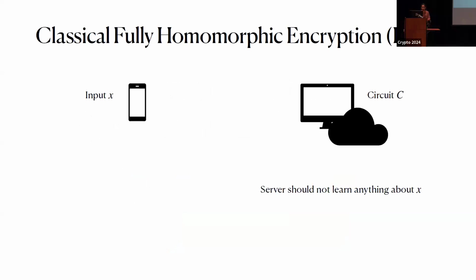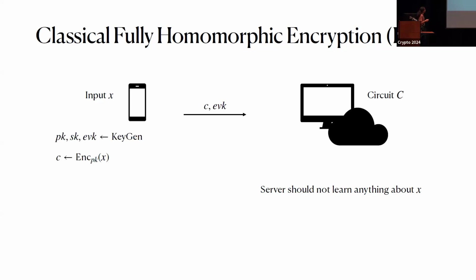I'll be talking about joint work with my advisor, Vinod Vaikuntanathan, on how to construct quantum FHE generically. So let me first quickly recall the setup for classical FHE. We have a computationally weak client who wants to use a server's resources to compute some expensive circuit C on its input X. And the constraint is that the server should not learn anything about X.